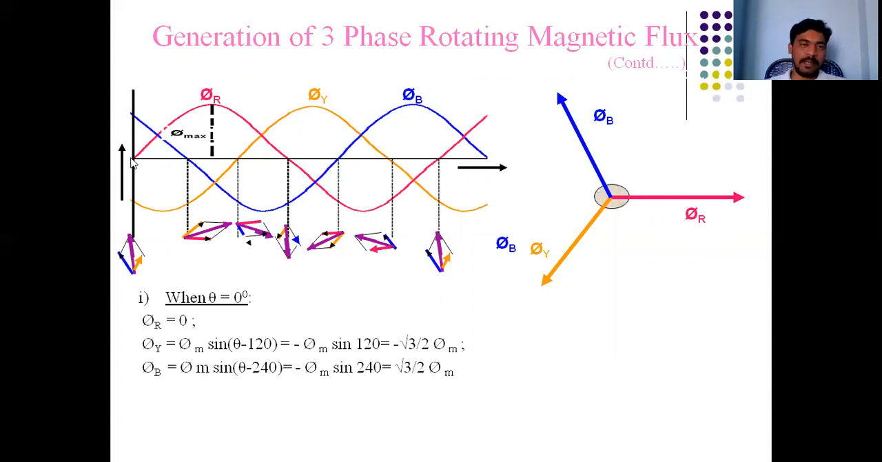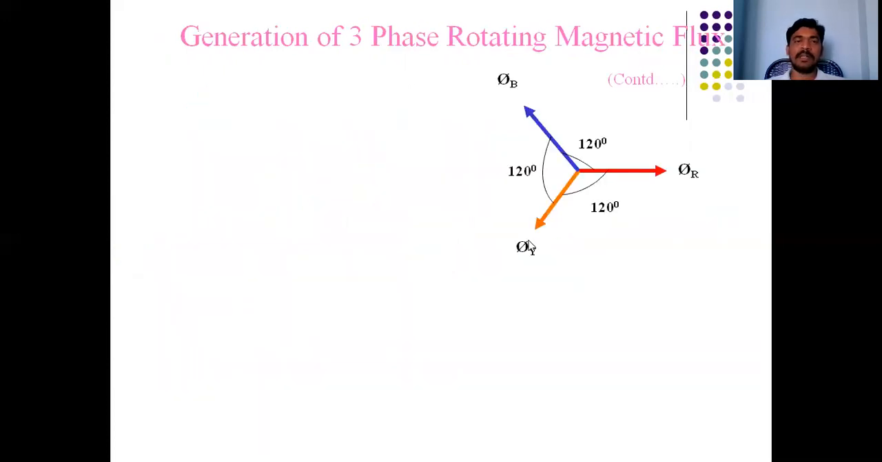Here φR is equal to 0, and φY and φB are two vectors, one in this direction, one in the other direction. The resultant is in this direction. Means here φR is equal to 0, and the φY and φB resultant is in one direction. Therefore, the resultant flux is equal to 2 into root 3 by 2 φm cos 60 by 2.